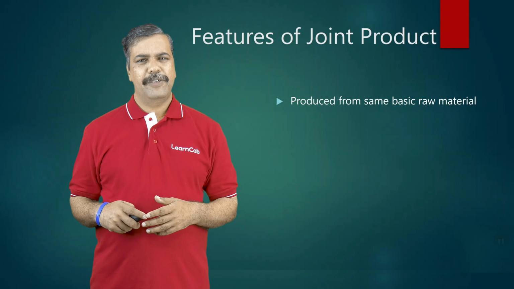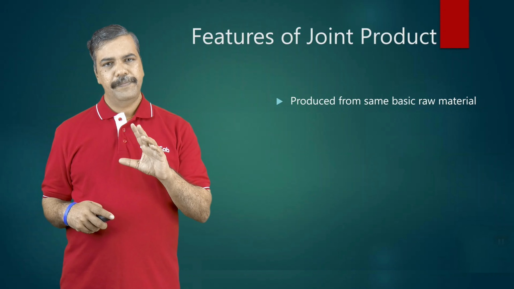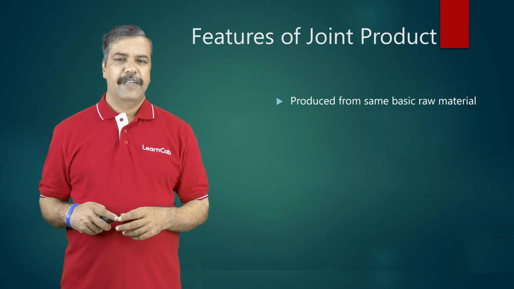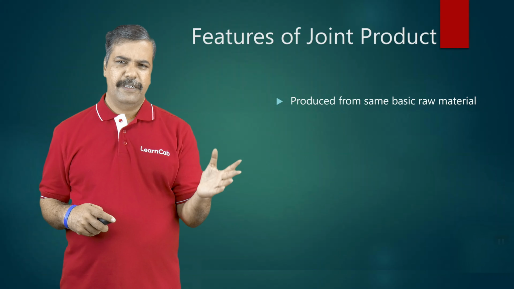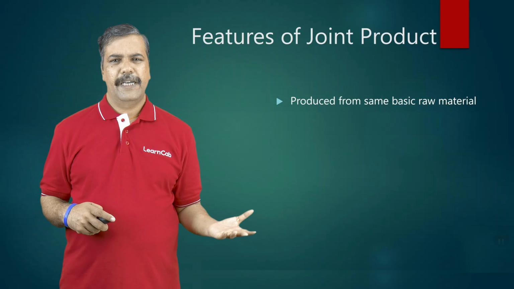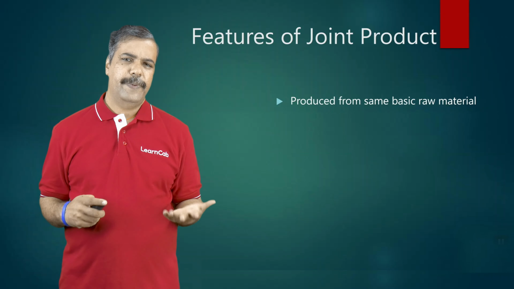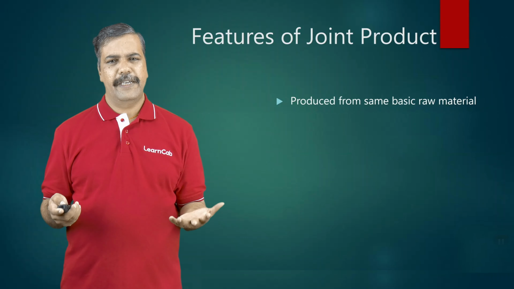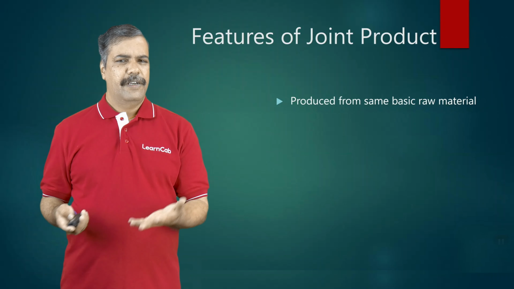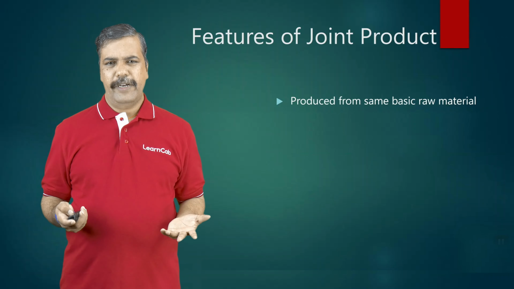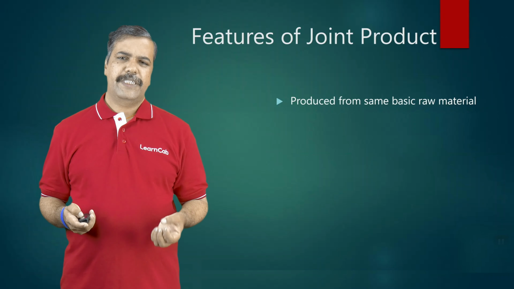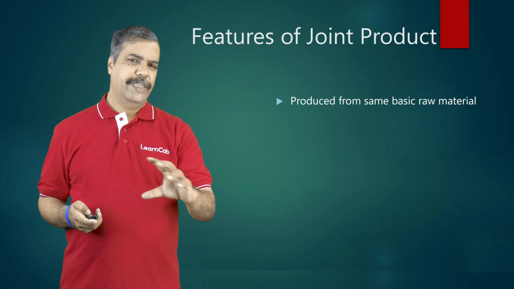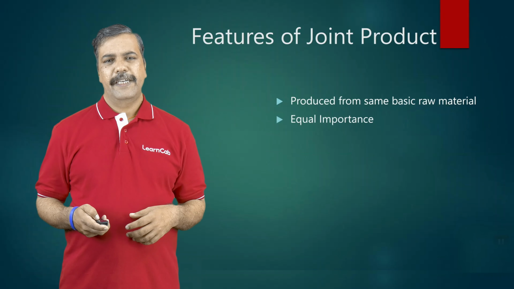First feature is it is produced from the same basic raw material. Whatever raw material you use to manufacture the joint products, it is the same unique raw material. If I want to refresh what we studied in the last example, crude oil is our basic raw material. If you want to get any of the four products, you need to first process the crude oil. So it starts from the basic raw material and the basic process under which it moves. It's all a unique thing.